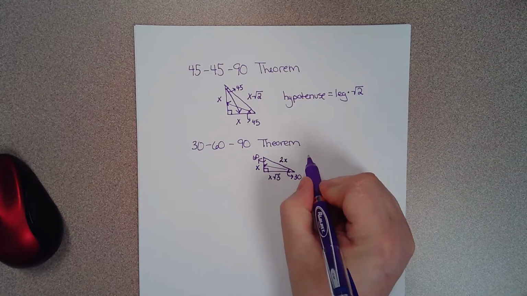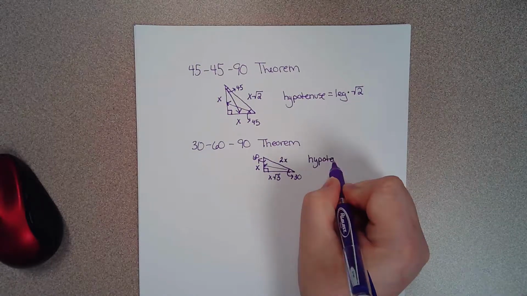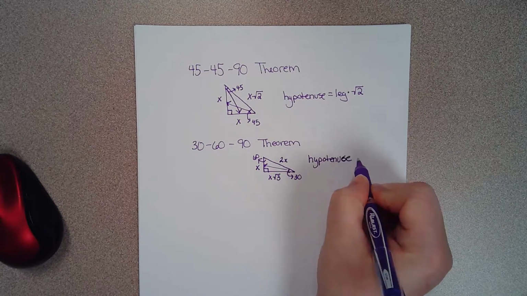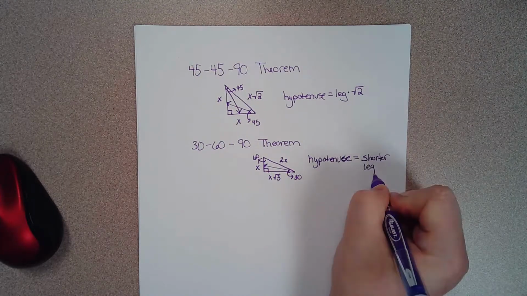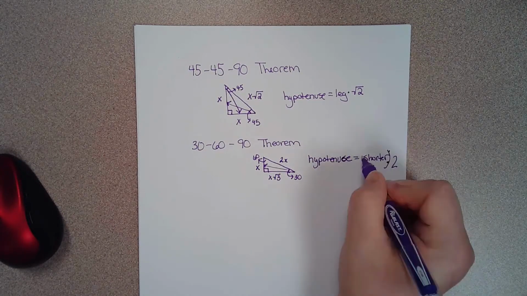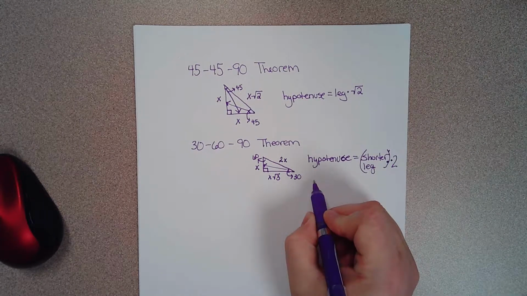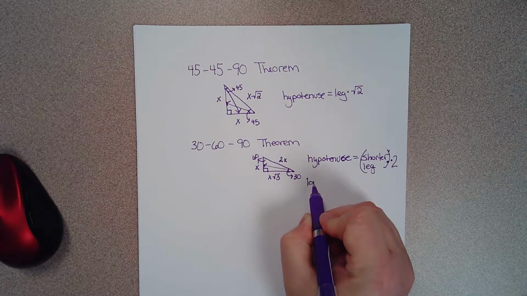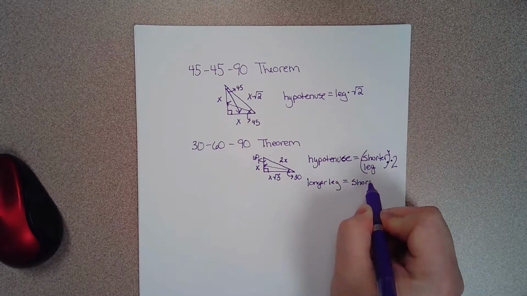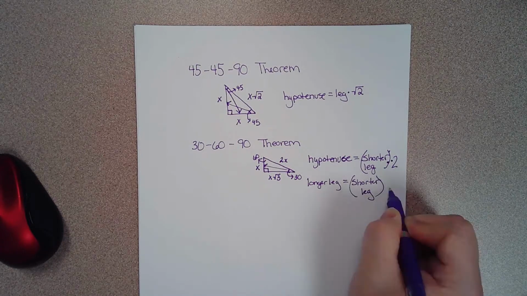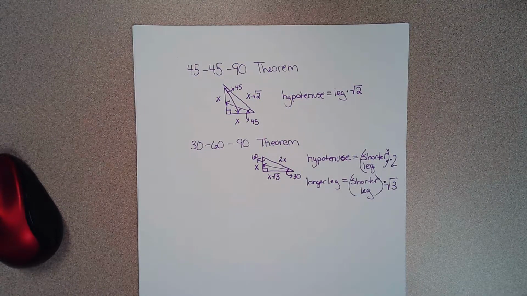So in phrasing, hypotenuse equals shorter leg times 2. So if you put it in groupings, this is shorter leg times 2. The longer leg is equal to shorter leg times square root 3. This is what the theorem is talking about.